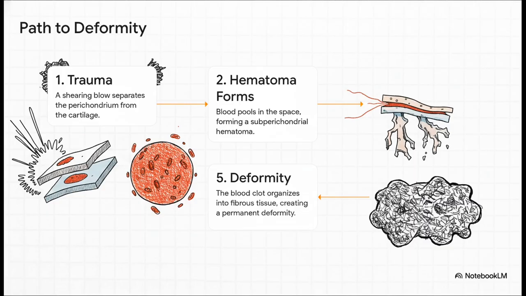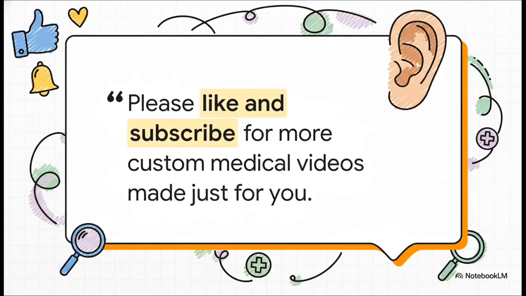Now here's the killer step. That pool of blood physically lifts the perichondrium away, completely cutting off the cartilage's blood supply. The cartilage, now starving, starts to die and fold in on itself. Finally, that blood clot turns into fibrous scar tissue, and that's what creates the permanent lumpy deformity. And that brings us to our clinical pearl for today.